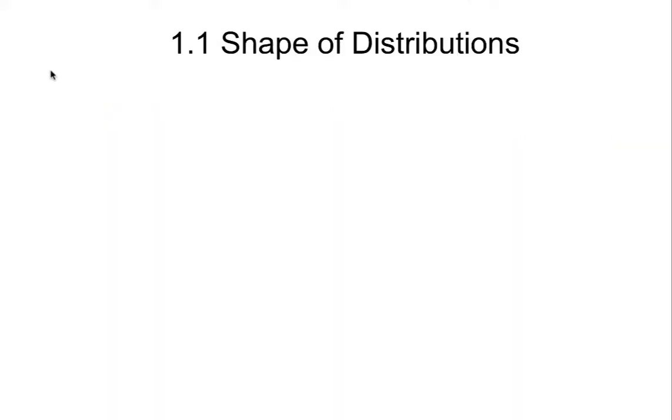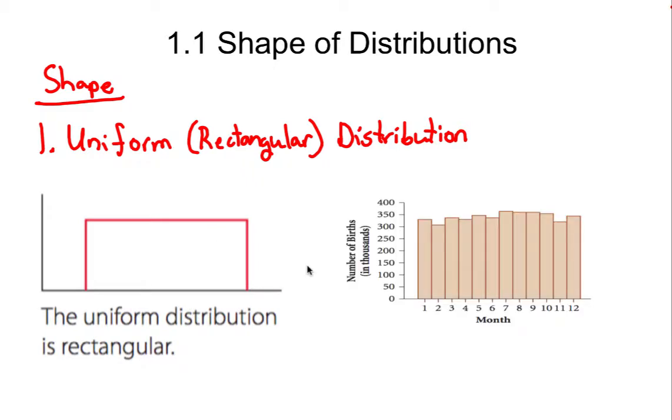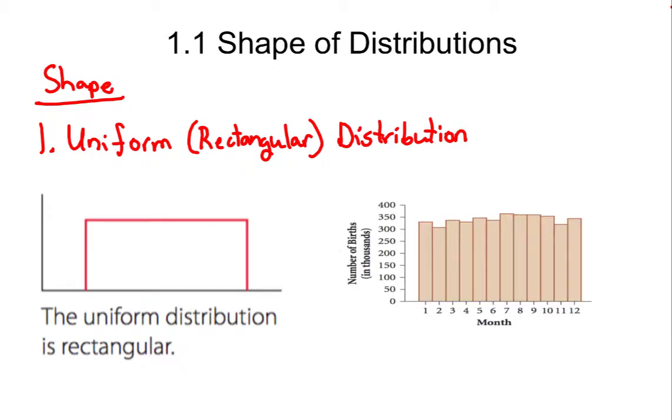The first shape we'll look at is the uniform or regular distribution. We'll call it uniform in this class. Uniform distributions are rectangular in shape. This is an example of data that has a uniform distribution. Notice that we're dealing with the number of people born in thousands each month, starting in January all the way to December. The number of people born is almost equal. Yes, some of the heights are slightly different, but those are close enough that we call this uniform.